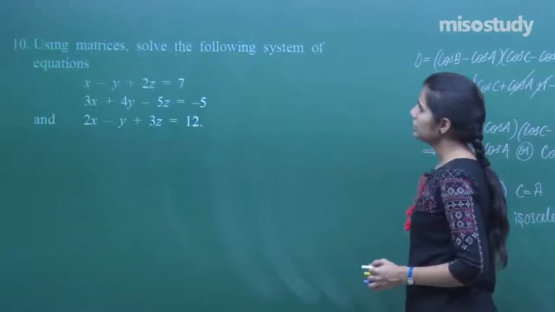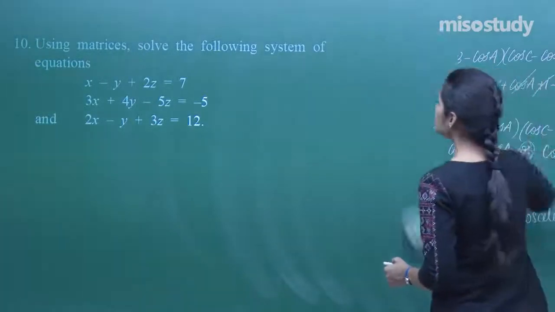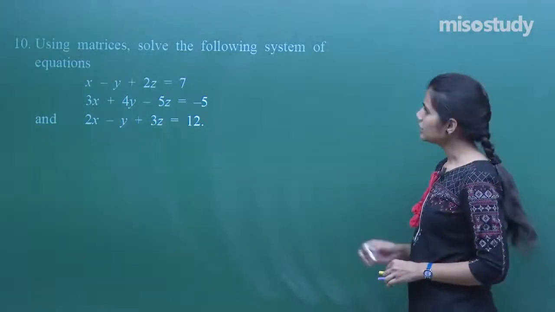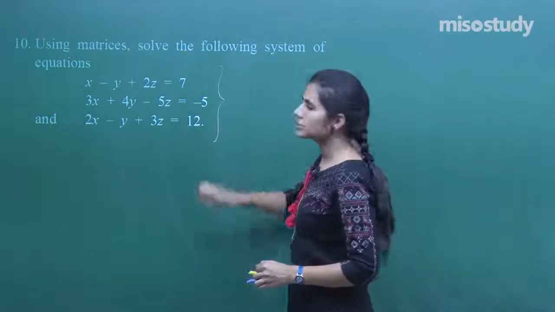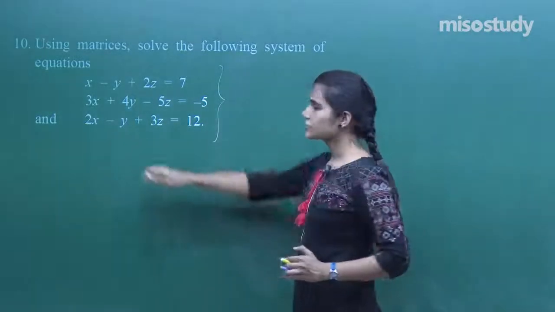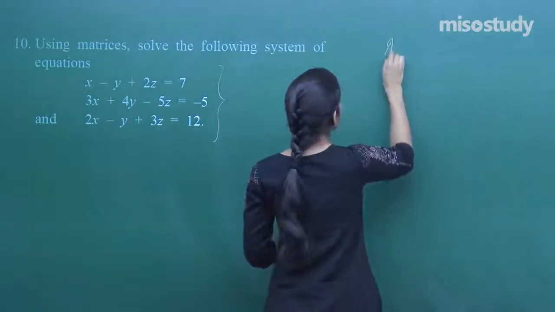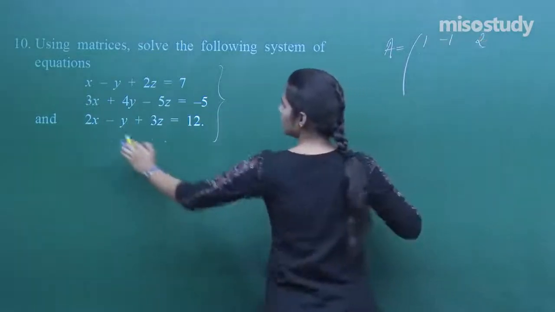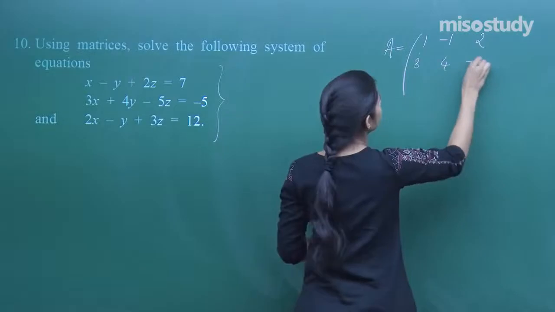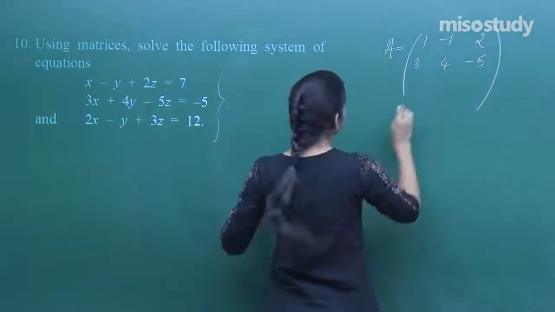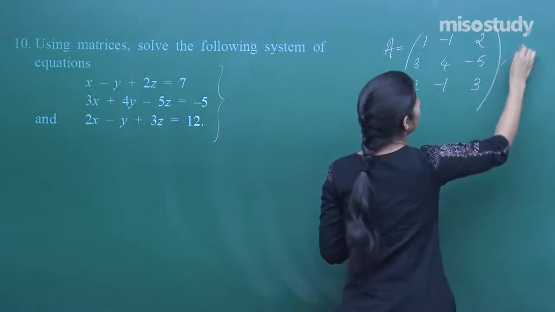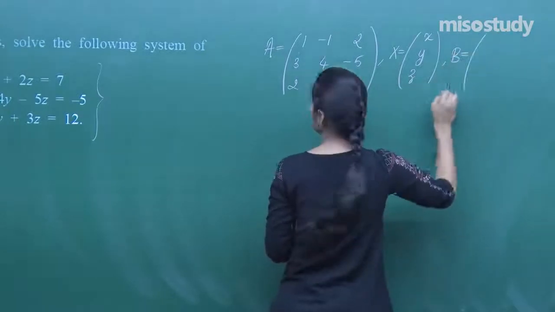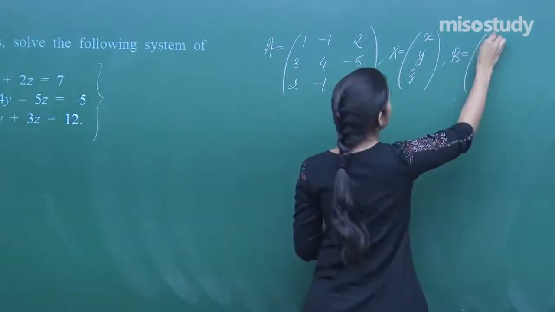Moving to the next question: using matrices, solve the following system of equations. In here, if you try to see, this is the system. You know how to decode the system and convert it into matrix format. From here we will be extracting the coefficient matrix. So A is 1 minus 1 2, 3 4 minus 5, 2 minus 1 3. Capital X will be X, Y, Z, and B will be equal to 7 minus 5, 12.